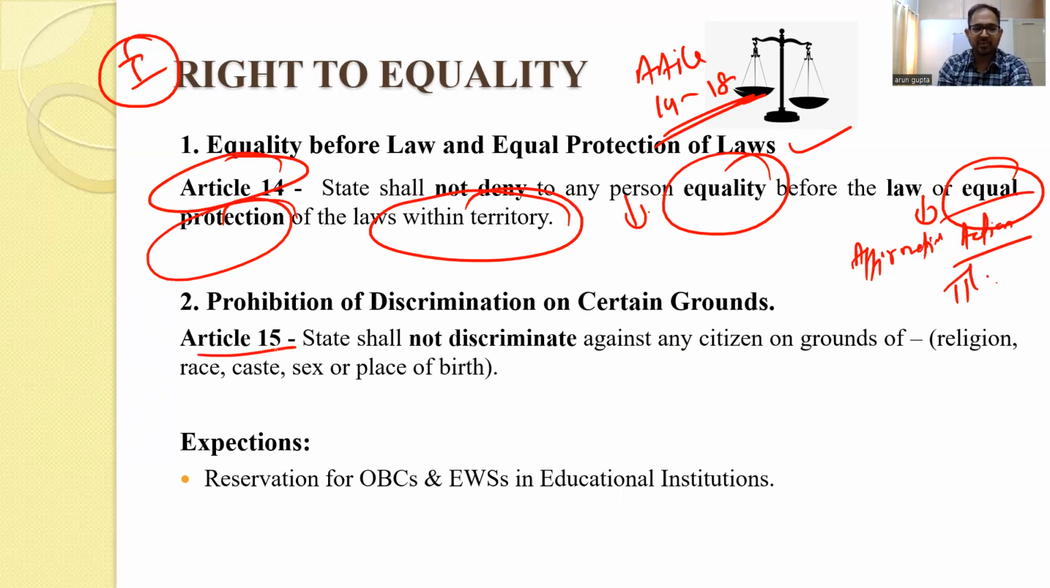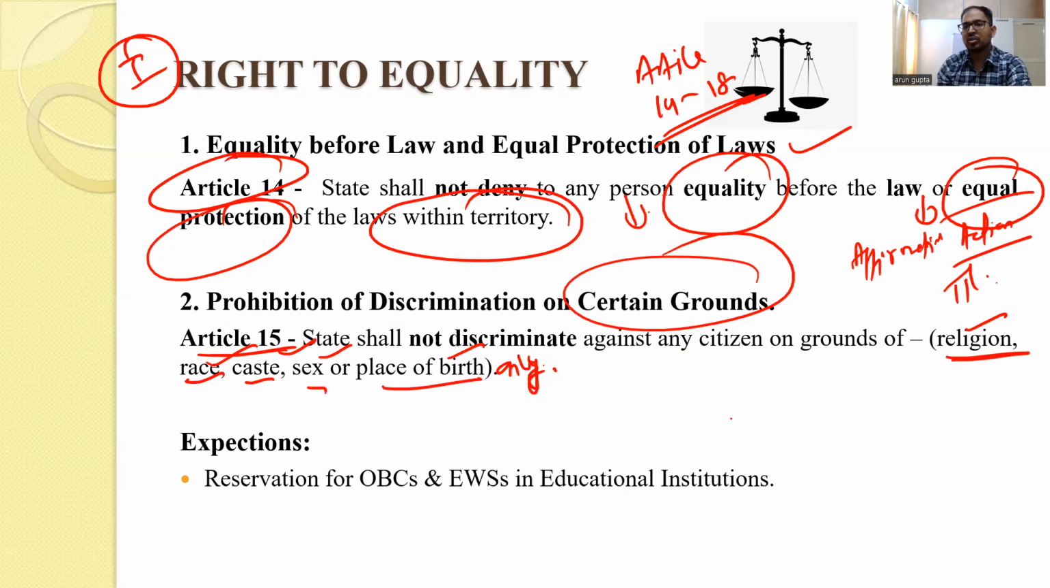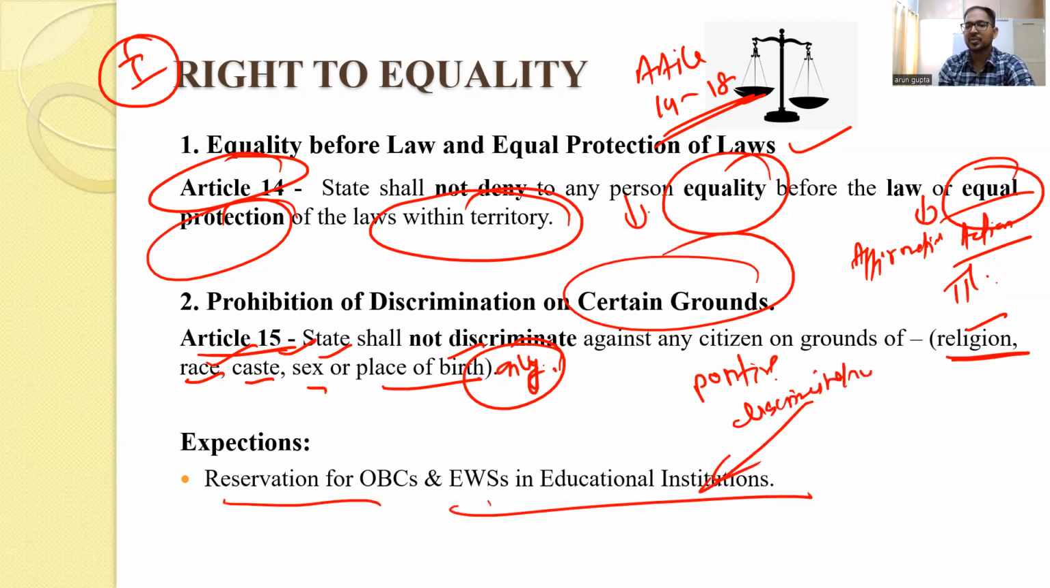Next, second, Article 15 is prohibition of discrimination on certain grounds. Article 15 states that the state shall not discriminate against any citizen on the grounds of religion, race, caste, sex, or place of birth only. These are five things based on which the state cannot discriminate against anyone. The word 'only' is written, which means there are a few other things based on which the state can discriminate. And we can also talk about positive discrimination, as suggested under the reservation of OBCs, EWS, SC, ST, women, and differently abled, etc.